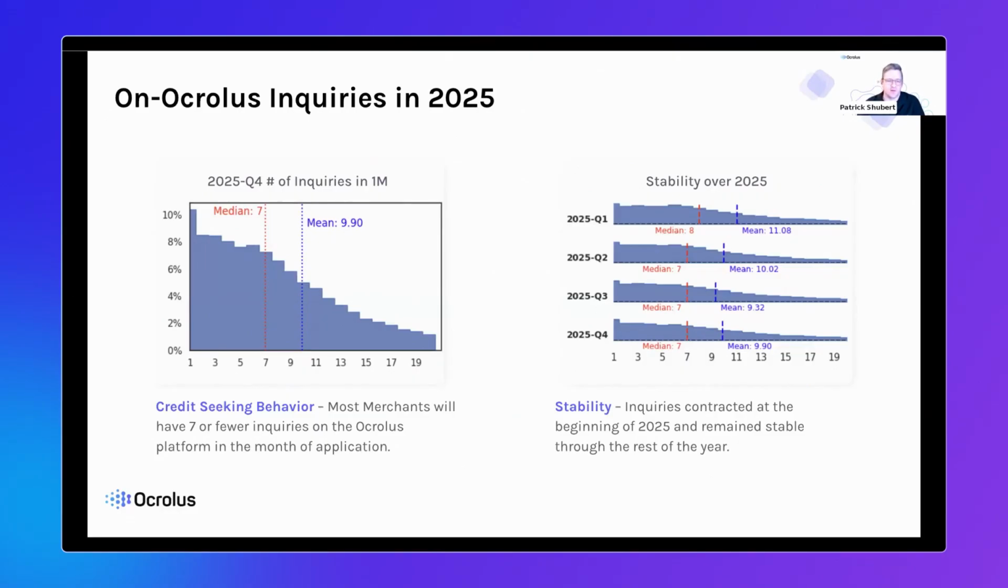And then, of course, as the Ocrolus platform grows, you can think we have a few 100,000 books processed per month, in the neighborhood of 100,000 merchants, we're seeing more and more of this behavior. So we think this is a really exciting new capability, and we're not done here. There are going to be enhancements to it, and there are new things you can derive analytically from it. But we wanted to provide the context around this new capability.